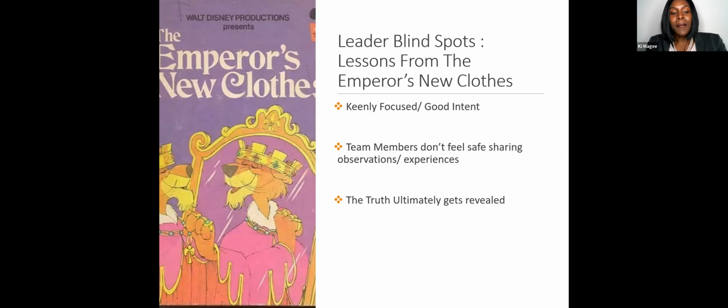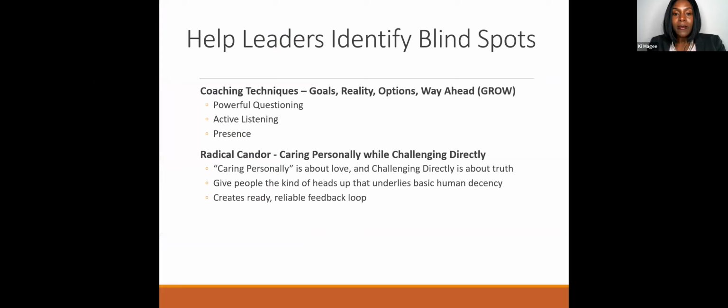So lastly, the truth ultimately gets revealed by a child, by a new team member, by an audit team, or a Washington Post article. Ways that we can help leaders identify blind spots. We can look at some forms of coaching engagement, which is ultimately leading with curiosity. So the structure of this type of GROW conversation, where you're looking at goals, reality, options, and a way ahead, you ask one or two questions specifically to these particular areas.